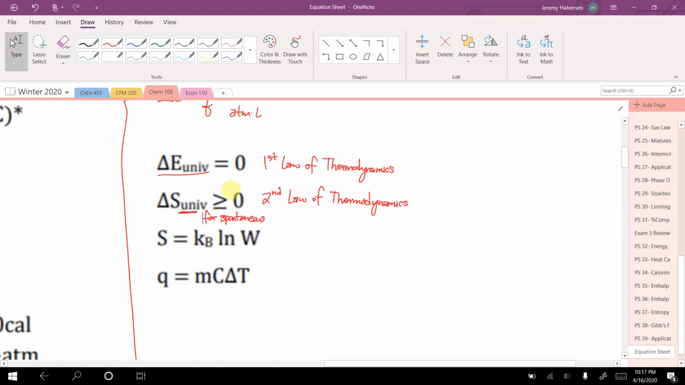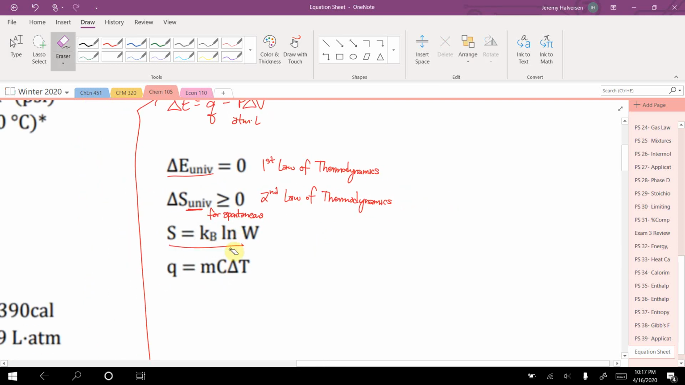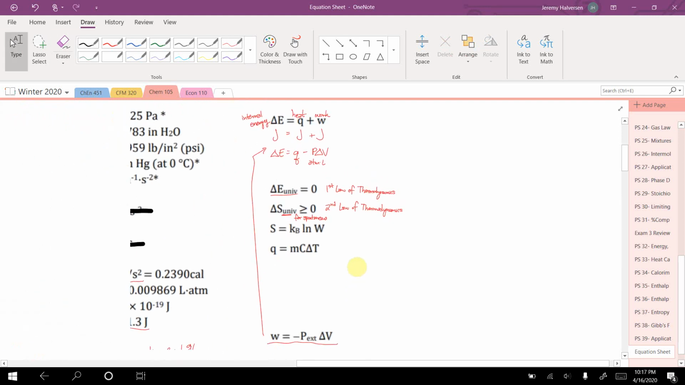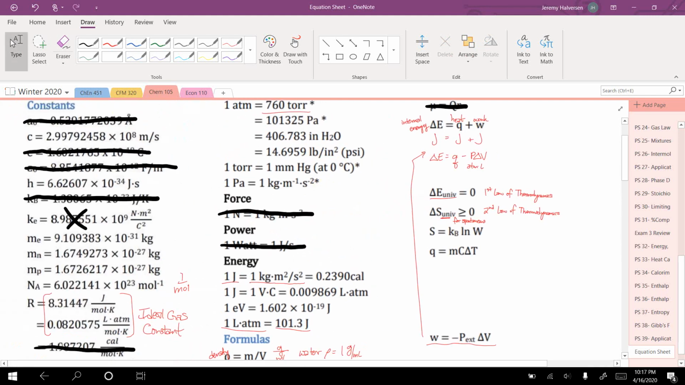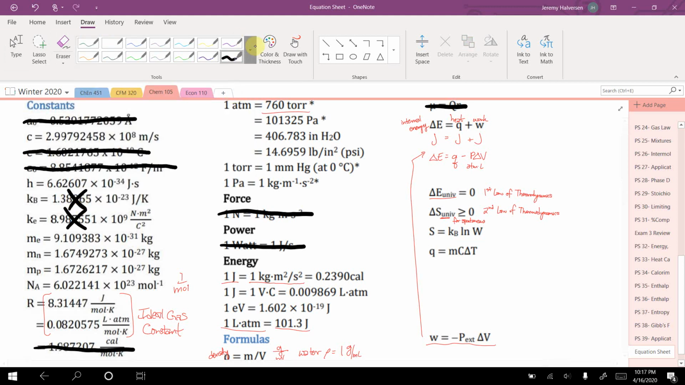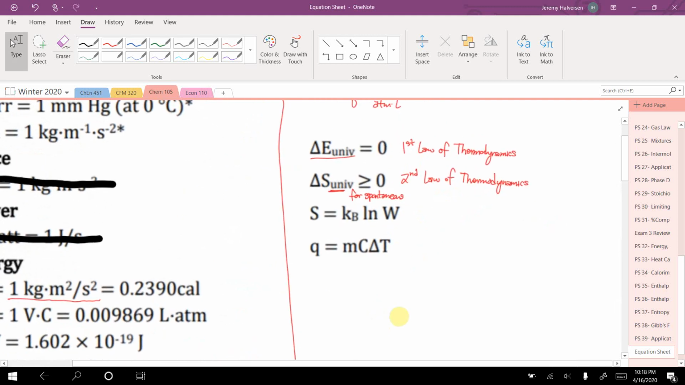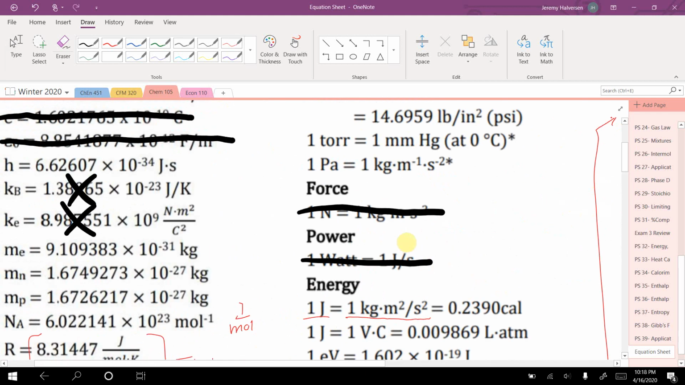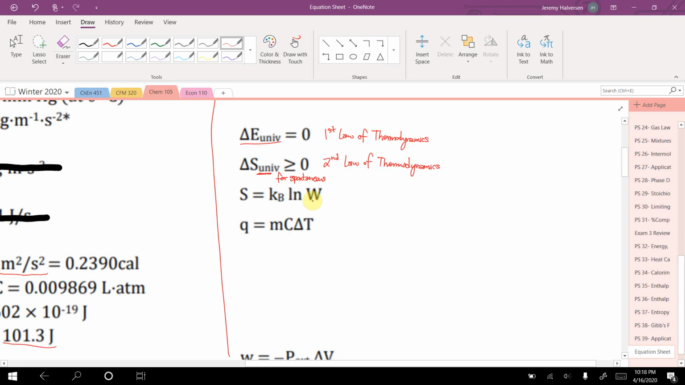All right, this is how we calculate entropy. S equals KB times ln W. And I guess I'll just X this one out too. That's this guy. KB is Boltzmann's constant, which again is given right there. W is number of microstates.